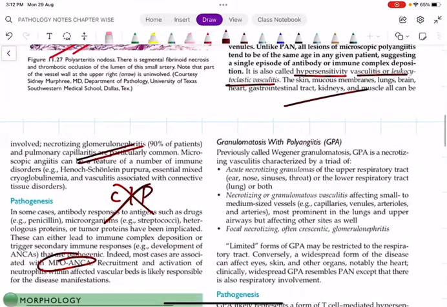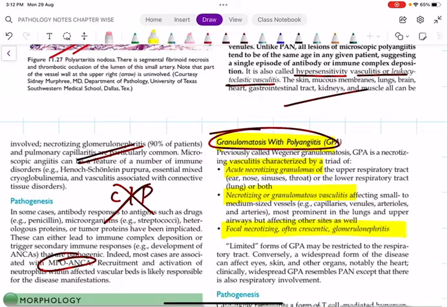What is the other condition? Granulomatosis with polyangiitis. It's a granulomatous lesion. Earlier it was called Wegener's granulomatosis, but now this terminology is obsolete. We are not using that. Now we use only the terminology granulomatosis with polyangiitis. It has a triad. You should remember the triad: acute necrotizing granuloma of the upper and lower respiratory tract, necrotizing or granulomatous vasculitis of small to medium sized vessels, and focal necrotizing crescentic glomerulonephritis.